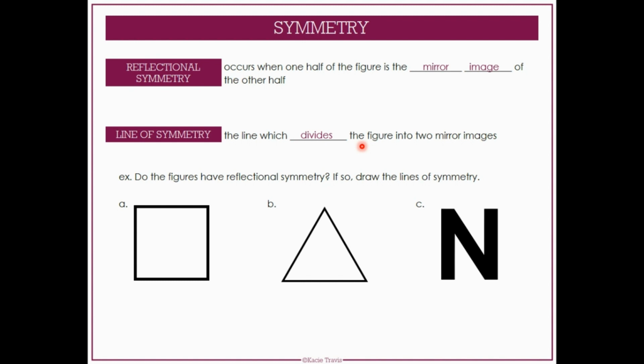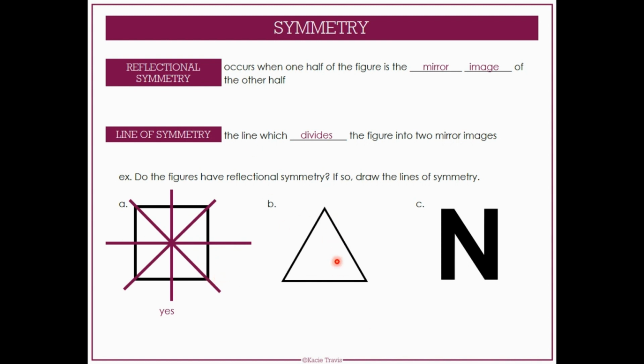Do these figures below have reflectional symmetry? And if so, draw the line of symmetry. For A, it's a square. This definitely has reflectional symmetry. We have one across, and we also have one down the middle. We also have one diagonally, and the other diagonal. So this has one, two, three, four lines of symmetry.